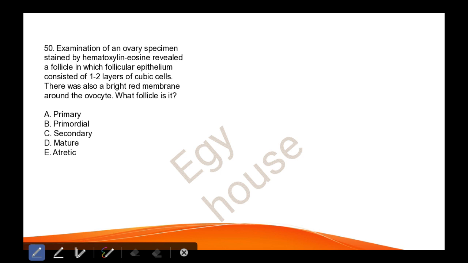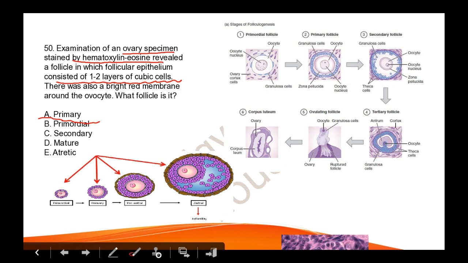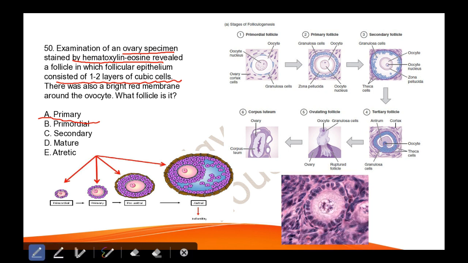Here we are taking an ovary specimen and we stain it with hematoxylin eosin, and we revealed a follicle consisting of 1 to 2 layers of cubic cells. This is our primary follicle that will later give us an oocyte. And I want to show you here different appearances of the primary follicle.